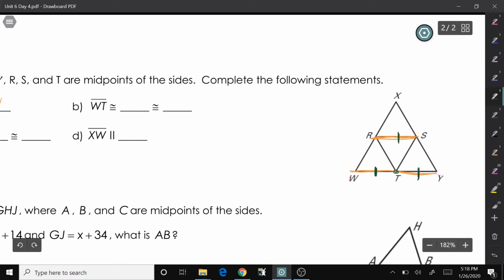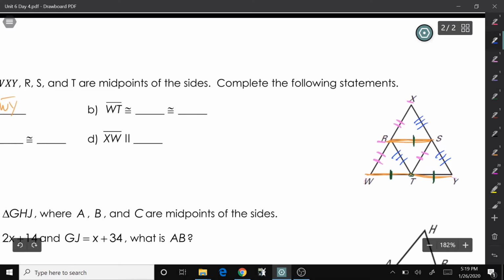RS is going to be half the distance of WY, that means all three of these segments are congruent. We can do the same thing for each side. R is the midpoint of XW. So this is congruent to RW. But that also means ST is congruent to those as well. And then finally, we have XS and SY is congruent to RT.